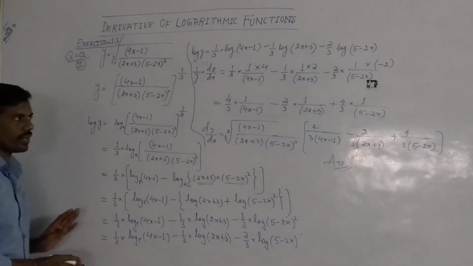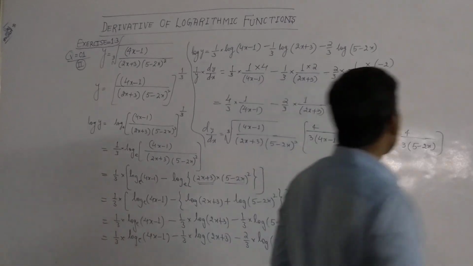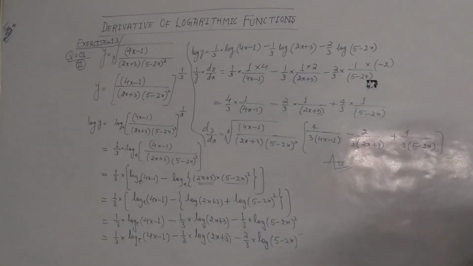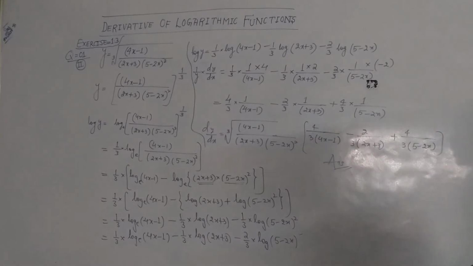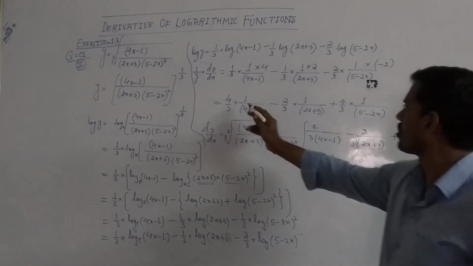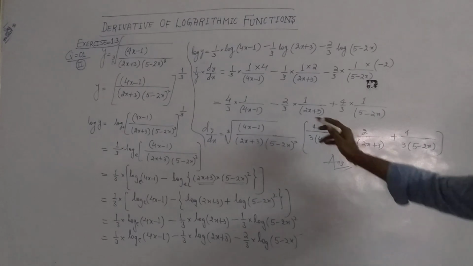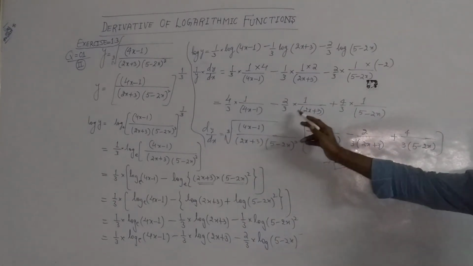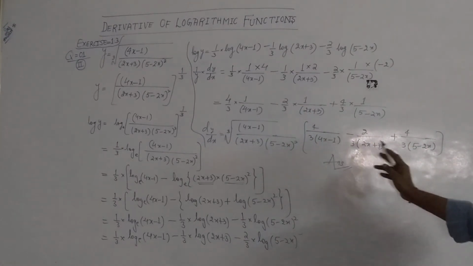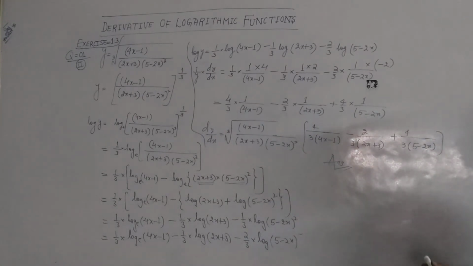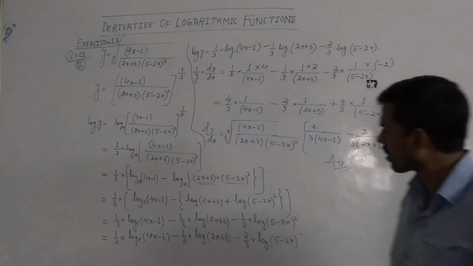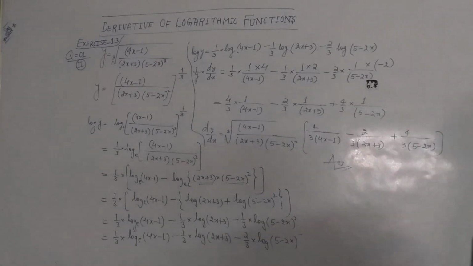Okay, students, any doubt? If you have any doubt, you can ask me. Clear one? Okay, that is 4 ones are 4, 3 times 4x minus 1, 2 ones are 2, and 3 into 2x plus 3, and 4 ones are 4, 3 by. This one is our answer. Okay, note it down. Clear? Please copy that.